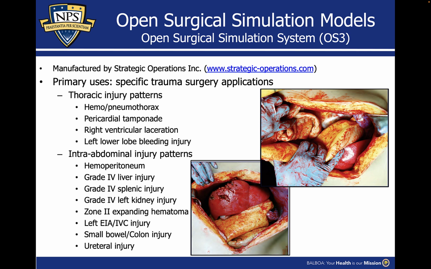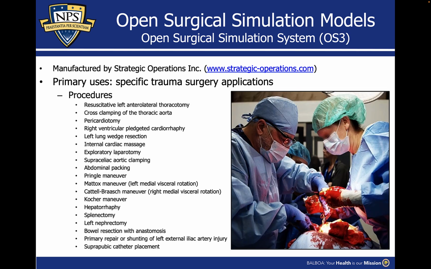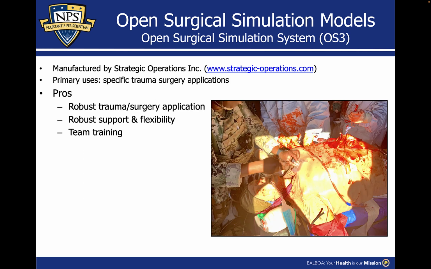need to put a stent in or you need to control the bleeding, as well as small bowel, colon injuries, urethral injuries. There's quite a robust system that this is created for. There's a lot of procedures that you can do on this system. I'm not going to read them all off here, but basically they are a plethora of general surgery, trauma surgery procedures. That said, a lot of these same procedures can be done on the cut suit with the advanced surgical skills package on them as well.